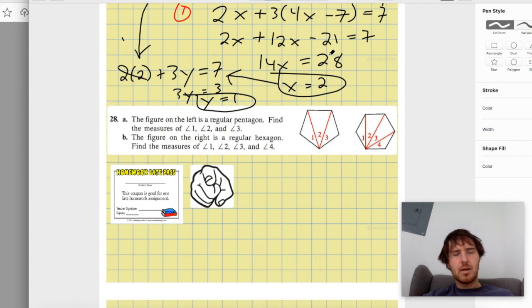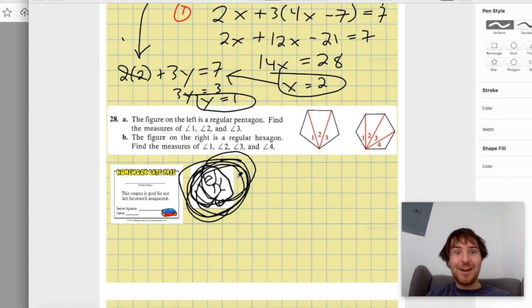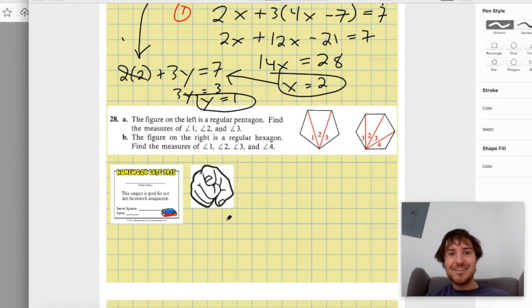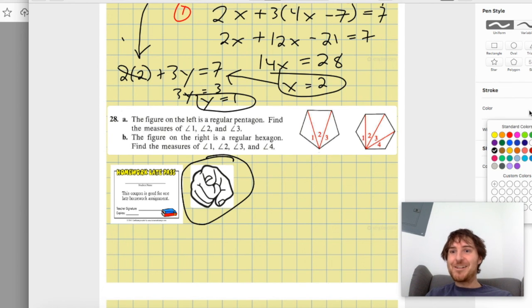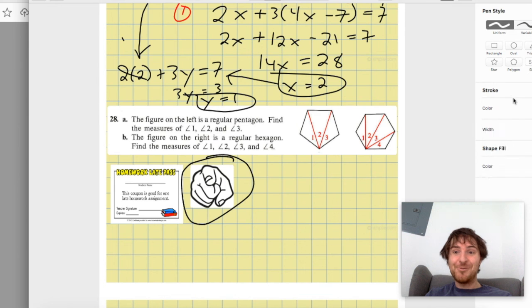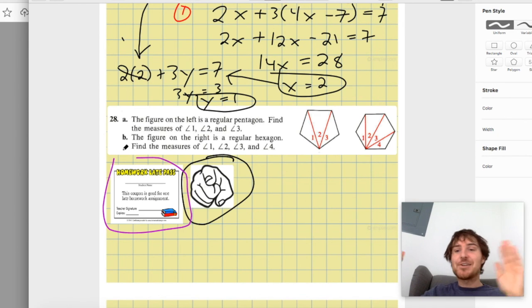Number 28. Wait a second. Is this pointing to me or pointing to you? This is pointing right at you. Look at that. Let me erase it. Oh, we got a finger pointing at us. Uh-oh. Does that mean Mr. Fortin's going to go over this problem? No, he's not. Mr. Fortin is not going to go over this one. I tricked you. Watch the whole video just for number 28. Nope. Sorry, folks. Do not pass go. Do not collect $200.